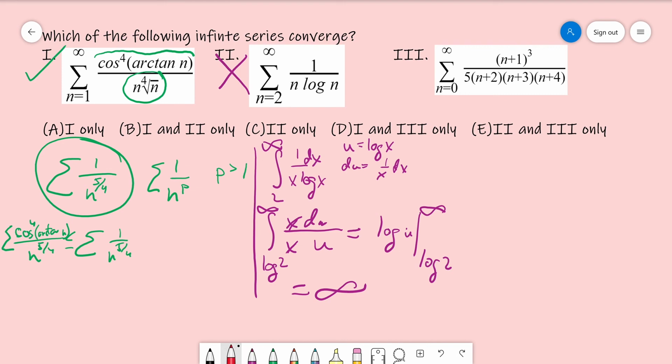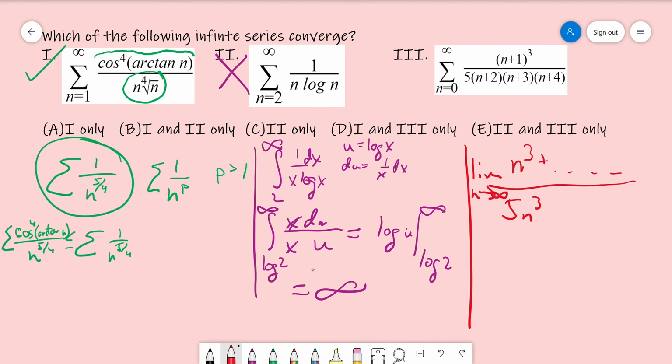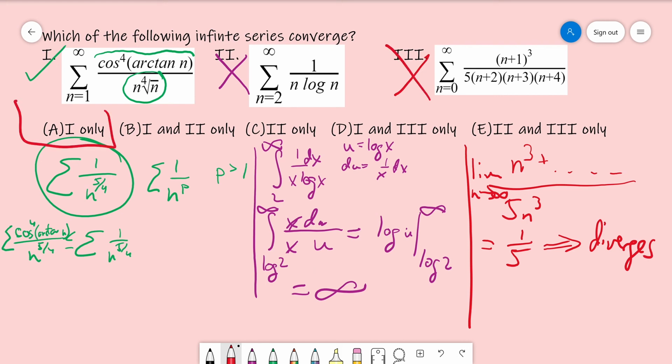Finally, let's go to the third series. Here, we can check this numerator is going to be n cubed if we expand it plus some other terms. And the denominator is going to have n times n times n times 5, so 5n cubed. So if we take the limit as n goes to infinity, this is going to be 1/5. And since the limit does not go to 0, that means that this series diverges. So that's not going to converge. So our answer is A, 1 only.